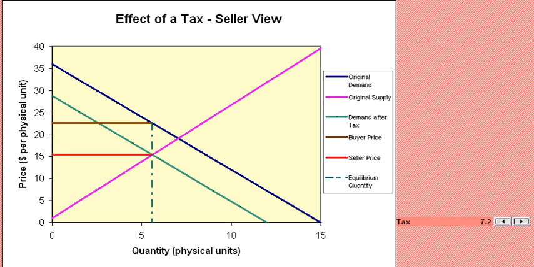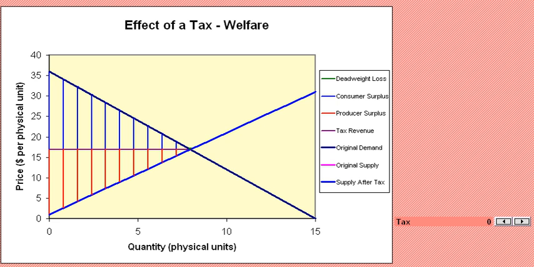Finally, let me do the welfare analysis. So the welfare analysis allocates the surplus, and in the absence of a tax we have a surplus, which is the consumer surplus, the area in blue, and the producer surplus, and the competitive equilibrium maximizes the total of those, which is called the social surplus.